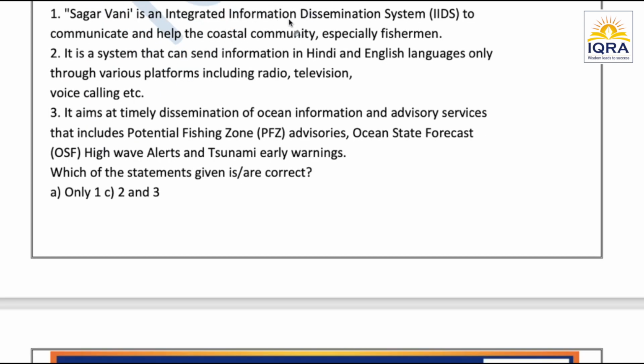Consider the following statement regarding Sagarvani. A statement is asked about Sagarvani. Statement 1 says Sagarvani is an integrated information dissemination system to communicate and help the coastal community, especially fishermen. Right. Statement 2 says it is a system that can send information in Hindi and English languages only. These words like 'only' that come up, just be cautious with these words. Through various platforms including radio, television, voice calling, etc. No, it is a multilingual thing, right?